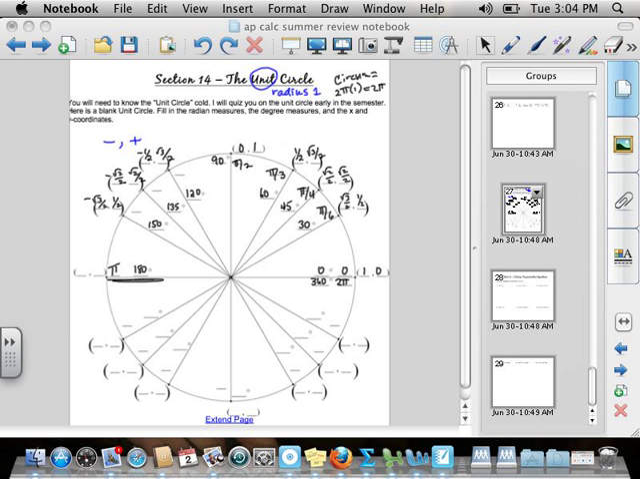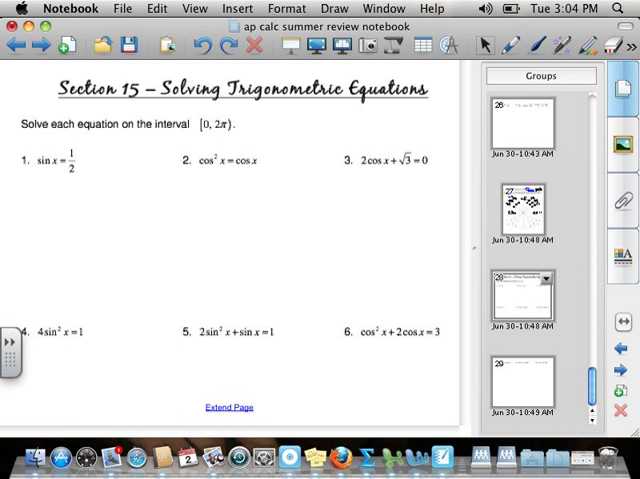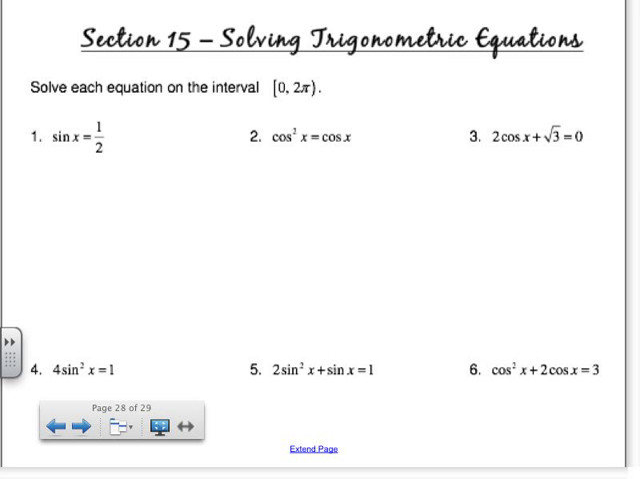So solving trig equations. This is why I want you to know the unit circle cold. Okay, so if I have sine of x equals 1/2, let's think about what that means. On your unit circle, the y values are sine. So sine is the y value on the unit circle. Cosine is the x value. So what you're looking for is all the y values that equal 1/2.